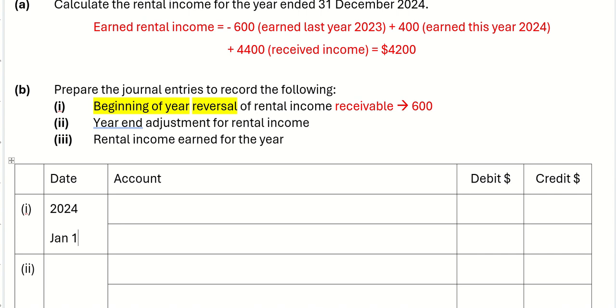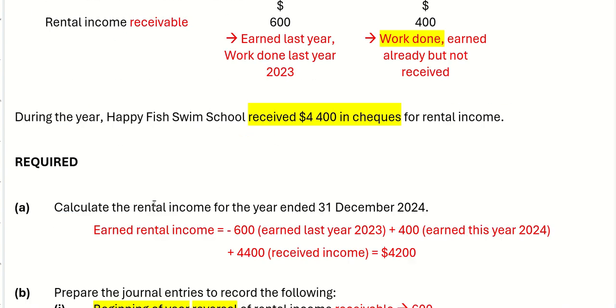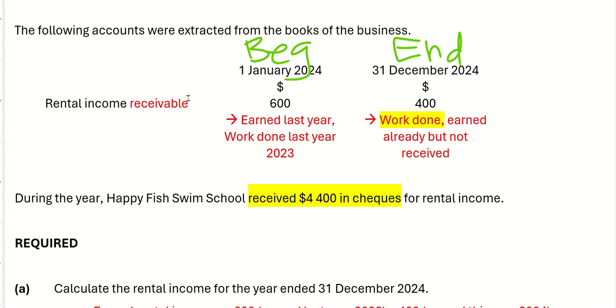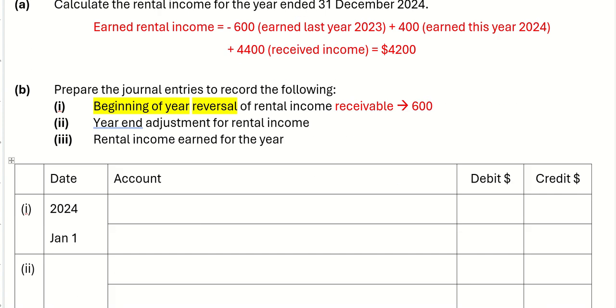Will you have a receivable this year? No. At the beginning of the year, you have a receivable, right? Then people are going to pay you, right? So if people are going to pay you, will you still have a receivable? No, you will not have a receivable anymore. So you are going to take a credit. You're going to minus away the asset. Why? Because people will pay you. So you minus away the asset, $600.